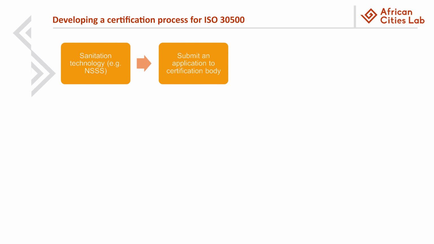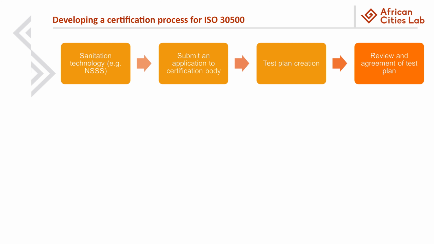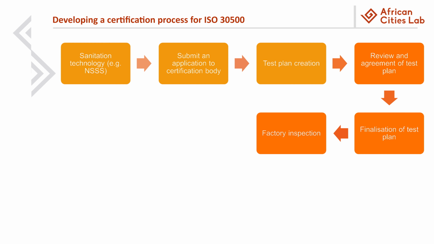After the application has been received by the certification body, the formulated technical assessment committee, which also consists of experts and consultants within the sector, will then devise a draft testing plan. This draft testing plan is reviewed by the technology developer. Each testing plan is specific to the technology being certified. Thus, based on the feedback from the technology developer, the Technical Assessment Committee would then finalize the testing plan and the inspection of the factory where the technology is being manufactured.